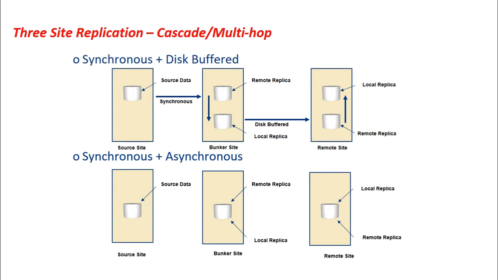The remote replica in the bunker acts as a source for asynchronous replication to create a remote replica at the target site. So this remote replica at the bunker site acts as a source for asynchronous replication to create a remote replica at the remote site. That is what is shown in this particular diagram. So the production server writes some data to the bunker site using synchronous replication. The replication between the bunker site and the remote site will be in asynchronous mode.